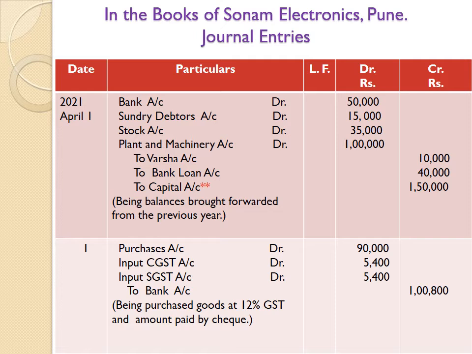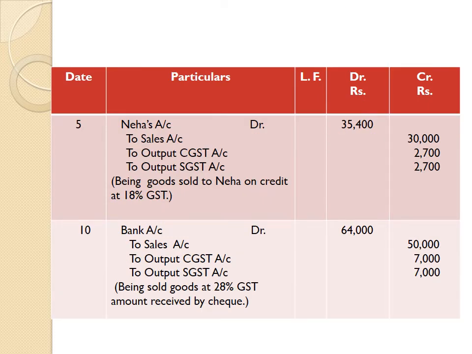Next, goods sold to Neha on credit. The value of goods sold was 30,000. GST on it at 18% came to rupees 5,400. That 5,400 has been divided into two parts.